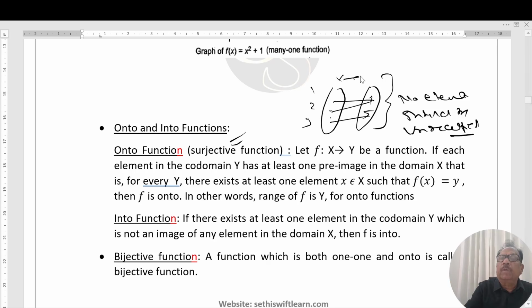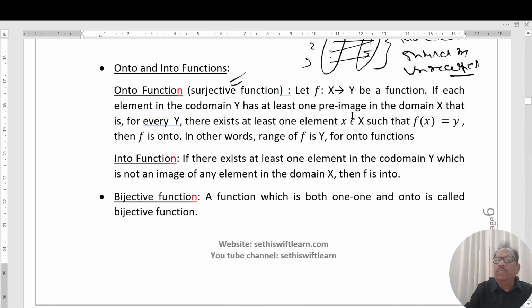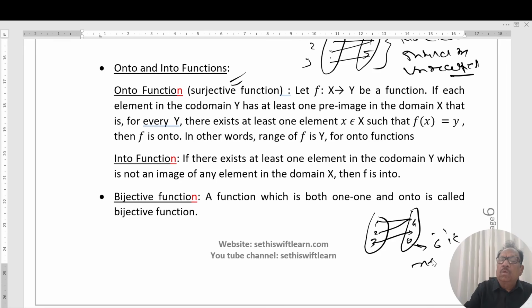Suppose this is X to Y. If every element is occupied, then it is onto. If an element is pending, unoccupied, then it is into. In the case of into, suppose like this: 1, 2, 3, 4, 5, 6. This is occupied, this is occupied, this is occupied, but 6 is not occupied. It is pending. Therefore, this is into, and the other is onto.